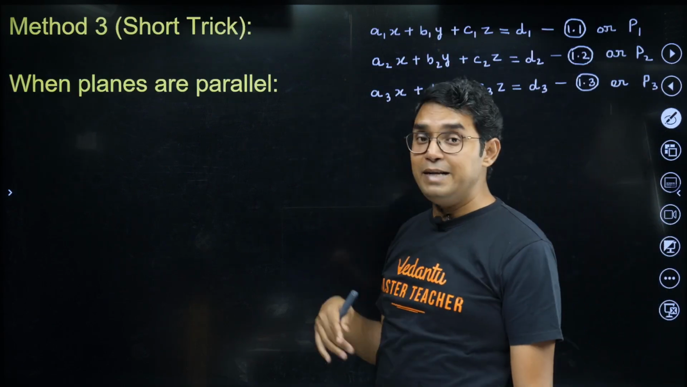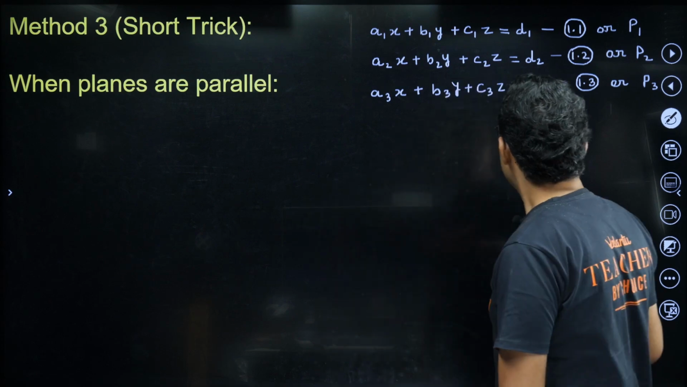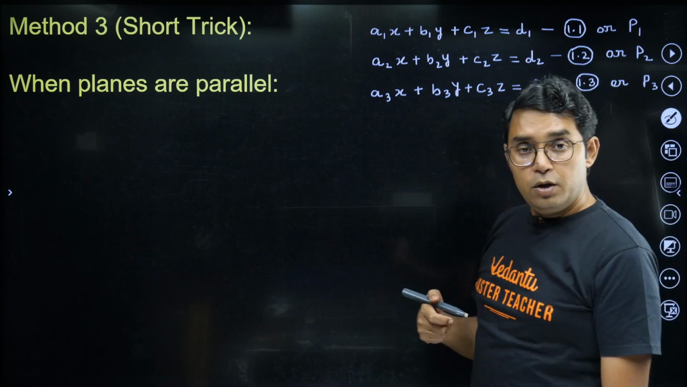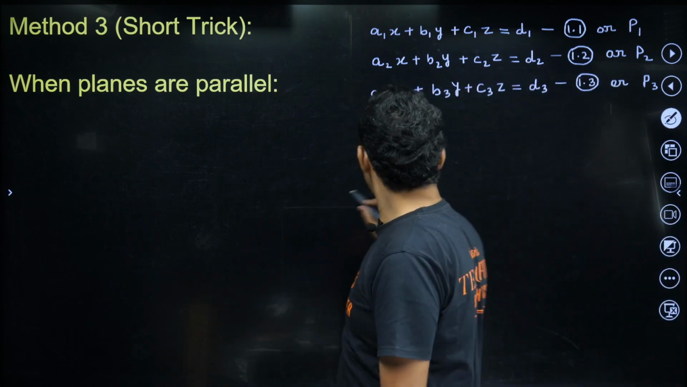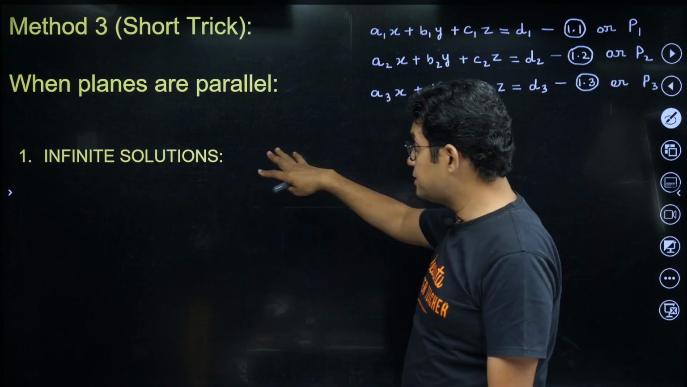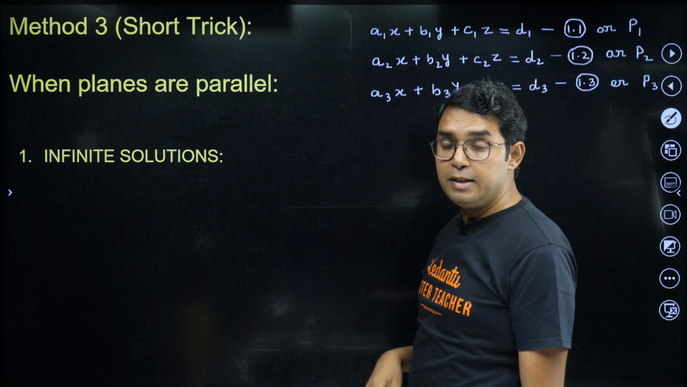I'll talk about when planes are parallel. I talked about when planes were not parallel. Now please see, if planes are parallel, there can be infinite solutions. Let me show you infinite solution in this slide itself. If infinite solutions are there when planes are parallel, there can be 2 scenarios.